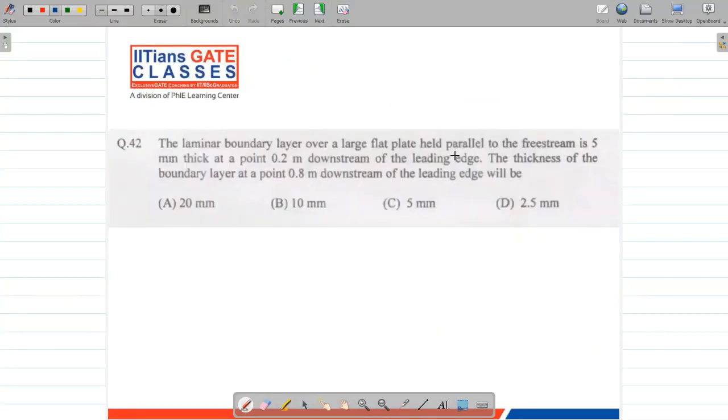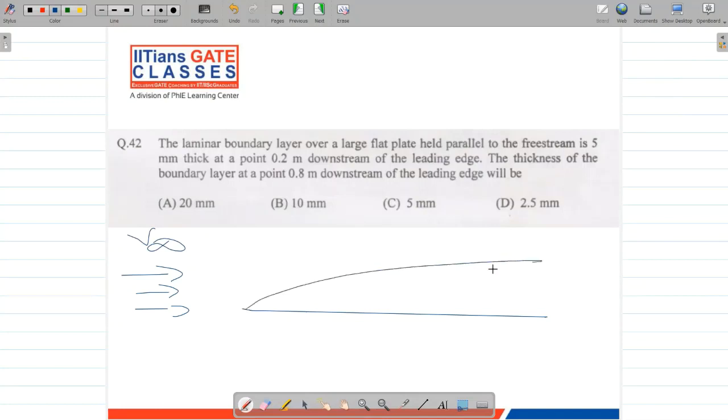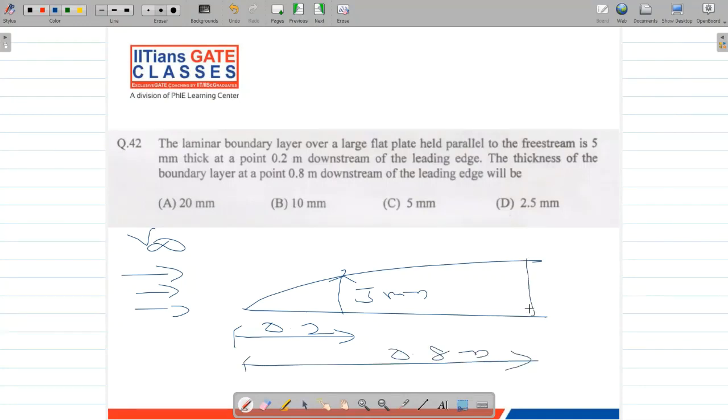This is another numerical problem. The laminar boundary layer over a large flat plate held parallel to the free stream is 5 mm thick at 0.2 meters downstream from the leading edge. So what they're saying is that you have a flat plate kept parallel to the free stream and developing a boundary layer profile. At a distance of 0.2 meters from the leading edge, your boundary layer thickness is 5 mm. And they're asking us, at a distance of 0.8 meters from the leading edge, what is the thickness?